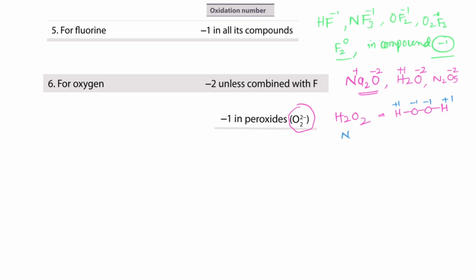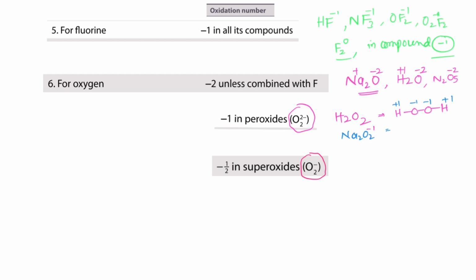Similarly, in sodium peroxide, the oxygen also shows the minus 1 oxidation state. In peroxide it shows the minus 1 oxidation state. Oxygen shows minus 1 by 2 in superoxides. Its oxidation number is minus 1 by 2 in superoxide. Its formula is O2 minus 1.